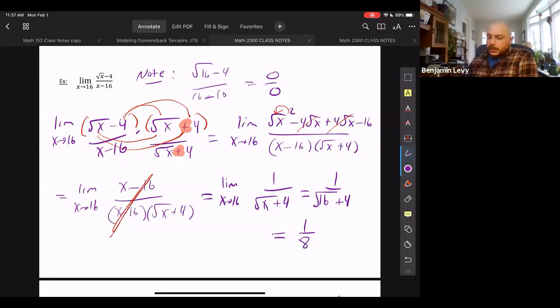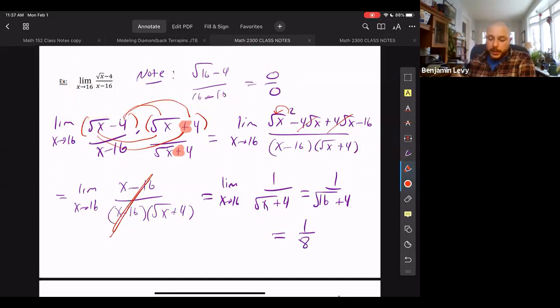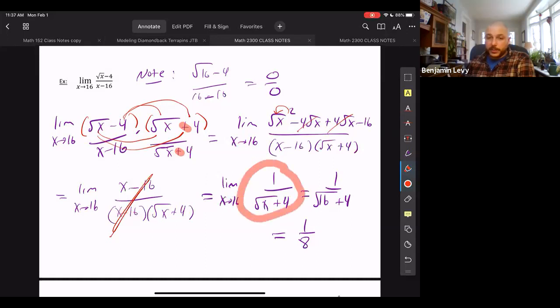Yeah, so the idea is just thinking about the whole flow of it. Originally, we tried to plug in 16, and we want to plug in 16 because that's what the problem's telling us to do, right? It says x approaches 16. But when we originally plug it in, we get 0 over 0. And so we multiply by the conjugate in this way, so that stuff cancels, right? This part is stuff canceling. And then this final form is something that we can plug 16 in.